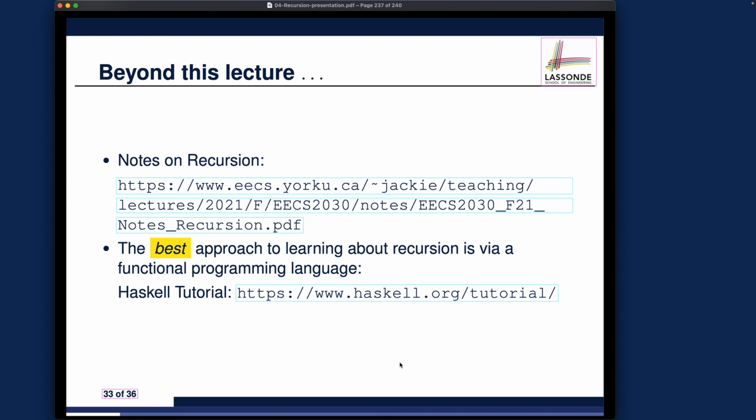So for those of you who might want to do something extra in the summer or to learn something on your own, you can definitely go to this link over here as a starting point to learn about the functional programming language, where recursion is simply a first-class citizen, right? Just have fun with functional programming. That will definitely help you learn about recursion for your future endeavors.